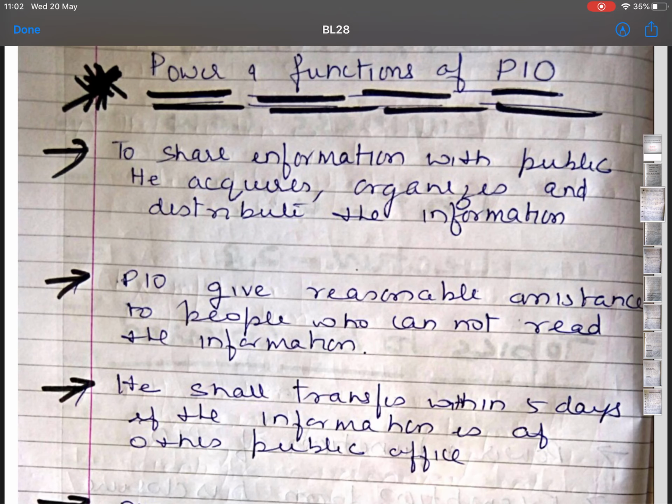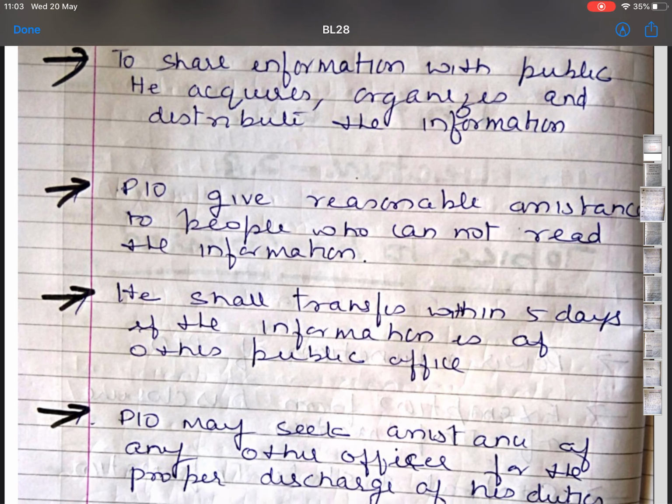Now, PIOs or public information officers, they do have some powers and functions. Their functions are as follows. The first is to share information with the public. So the PIO acquires information, organizes and distributes the information to the people seeking it. Then the PIO gives reasonable assistance to people who cannot read the information. Sometimes the PIO has to read orally the information required by the persons. He assists them by providing information orally.